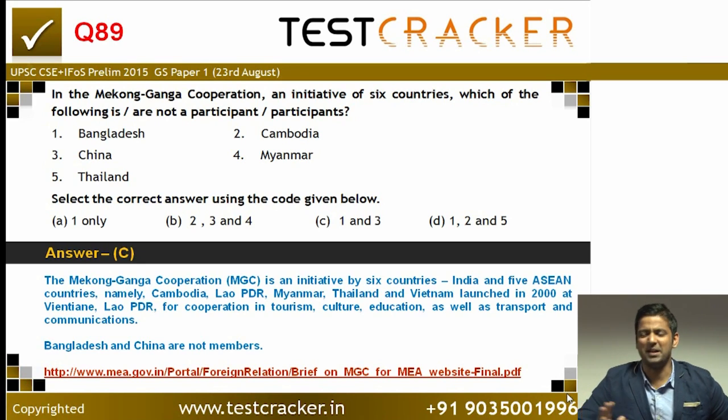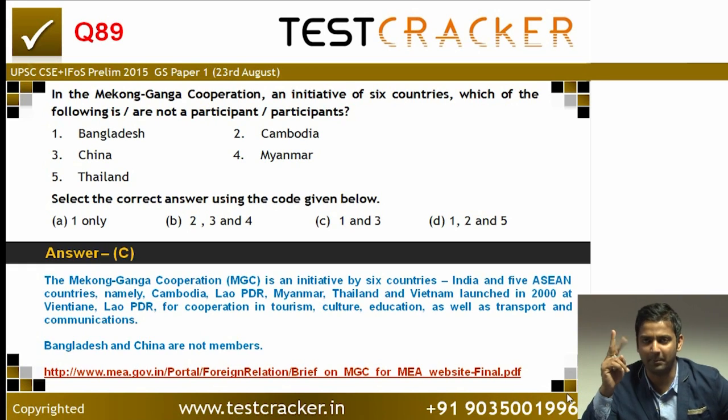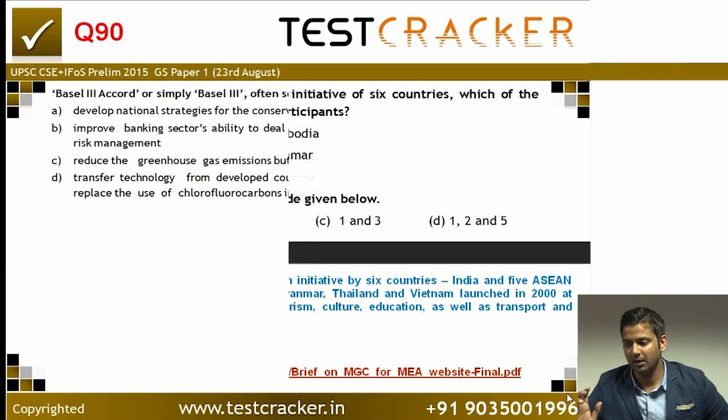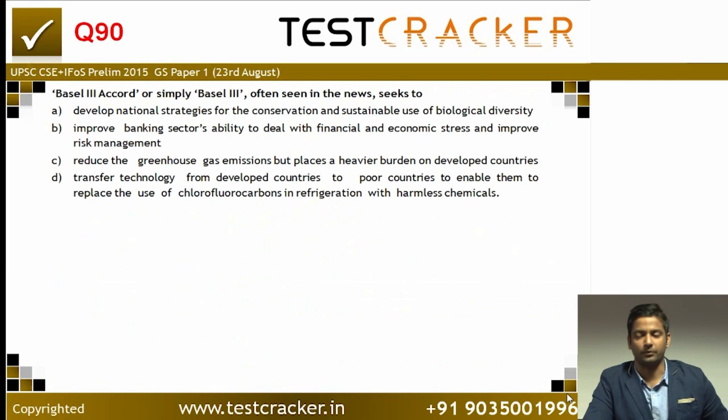Or you can just make a logical guess, China is not a part of it. If China was a part of it, 2 things would have happened. India would not have liked being a part of it, and 2, this would have been much bigger. This would have been more frequently in news had China been a part of this, right? And Bangladesh is obviously not a part of this. Answer is C. And you have to identify here which of the following are not a participant, not that which of the following are participants. So, 1 and 3 are not participants in Mekong Ganga cooperation.